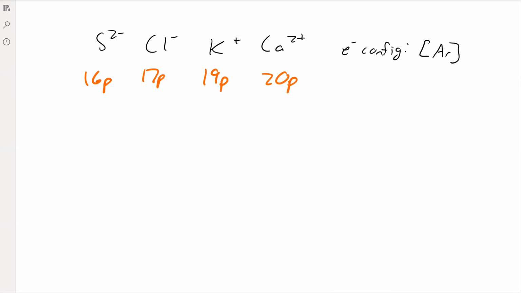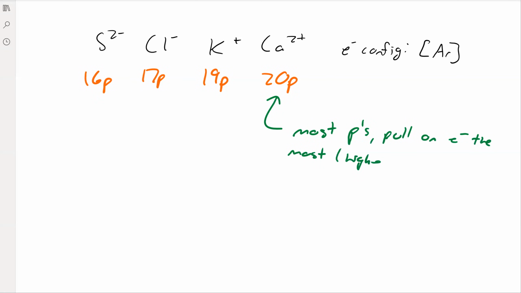20 protons. And so logically, remember, our protons are pulling on our electrons. The more protons we have, the larger Z effective is going to be, and the smaller the atom is going to be. So the one with the most protons is going to be the smallest. Calcium here has the most protons, so it's going to pull on electrons the most. It's going to have the highest Z effective, the highest effective nuclear charge, and so it's going to be the smallest ion here. And then vice versa, right? Sulfur has the least number of protons, so it's going to have the least amount of pull, the smallest Z effective, and so it's going to be the biggest.